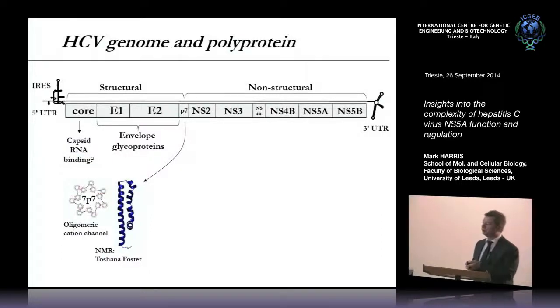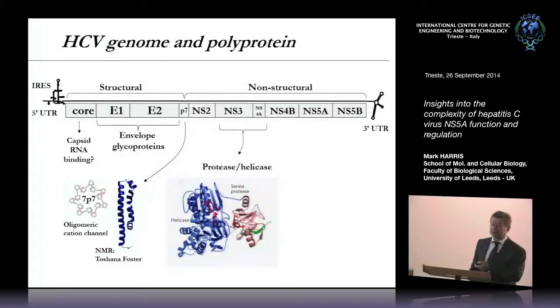We've solved the structure of P7 in Leeds, and we know that this forms an oligomer in membranes within the cell and is involved in moving ions throughout the cell. That's the subject of a different seminar. And then the non-structural proteins are mainly involved in RNA replication.